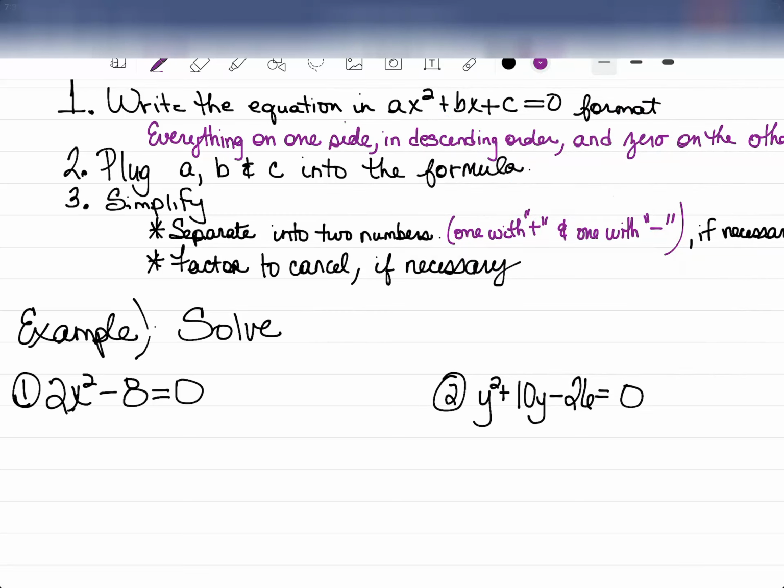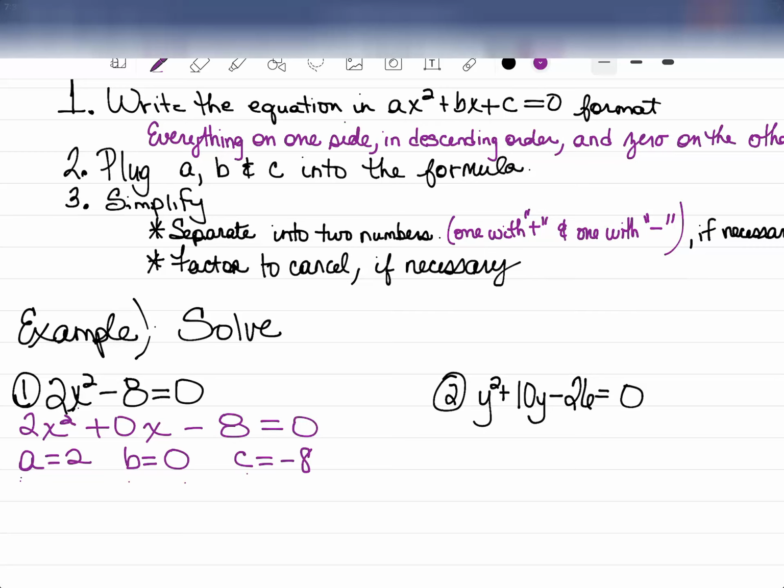I have everything on one side, 0 on the other. But I'm missing the piece with the x. So that my eyes are not tricked, I'm going to plug that piece in with a 0x. So 2x squared plus 0x minus 8 equals 0. The coefficient of the x squared is 2. The coefficient of the x, which is our b, is 0. And the constant is negative 8. A is for x squared, b is for x, and c is for our constant.